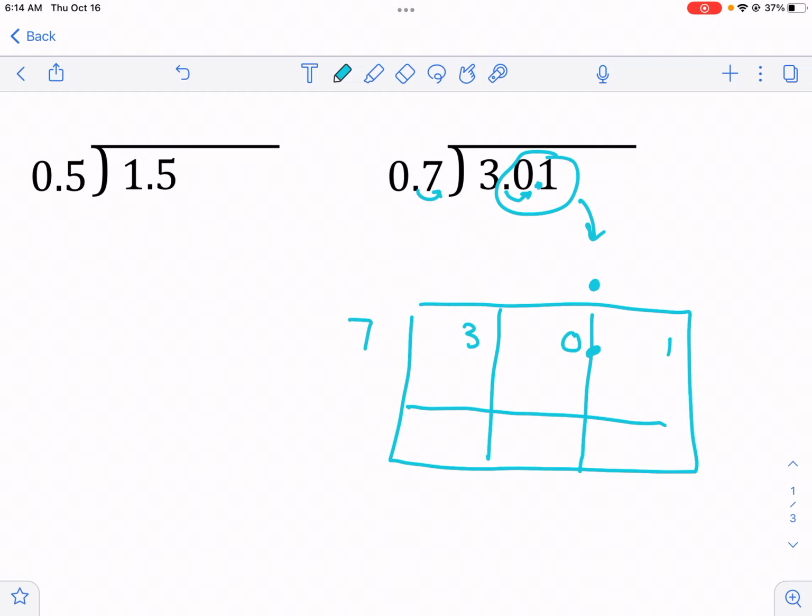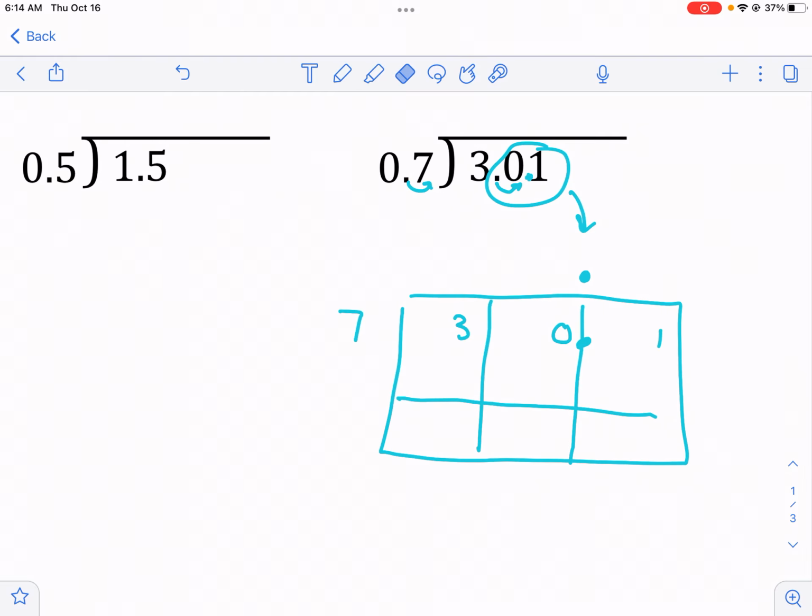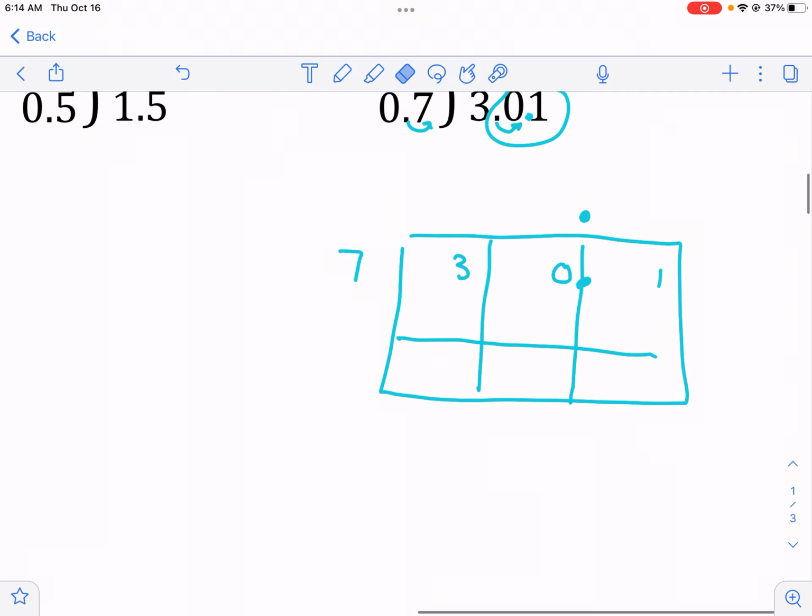So I'm reading it as 30.1. I moved that decimal up. So I'm done with step 2. I brought it up, and I'm ready to divide. This method is slightly different, but it's the same principle. It's just a different organization structure.